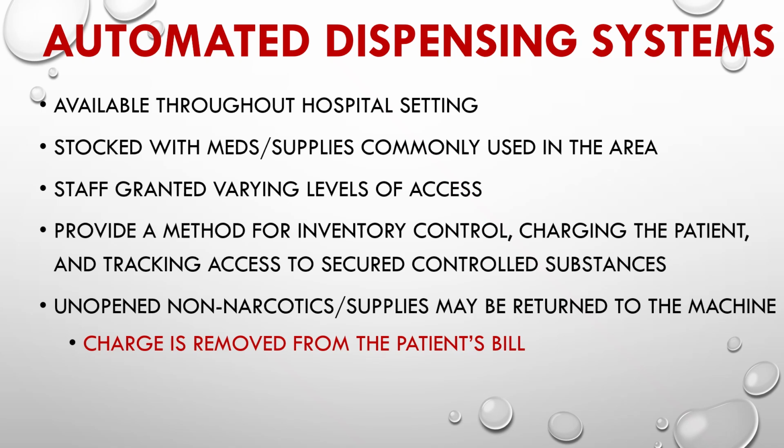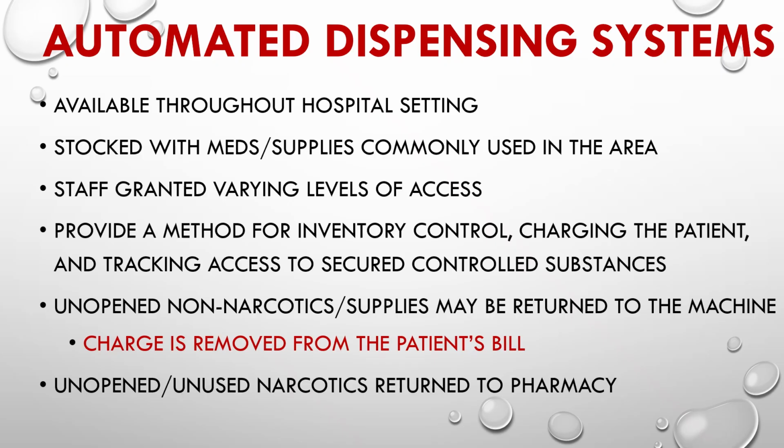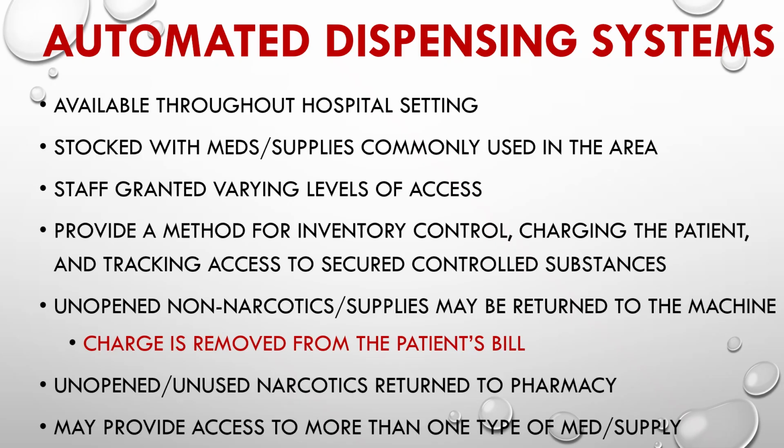Now, controlled substances cannot do that. They have to go back to the pharmacy. So the unopened, unused narcotics, though, again, go to that pharmacy. And this can provide access to more than one type of medication or supply.